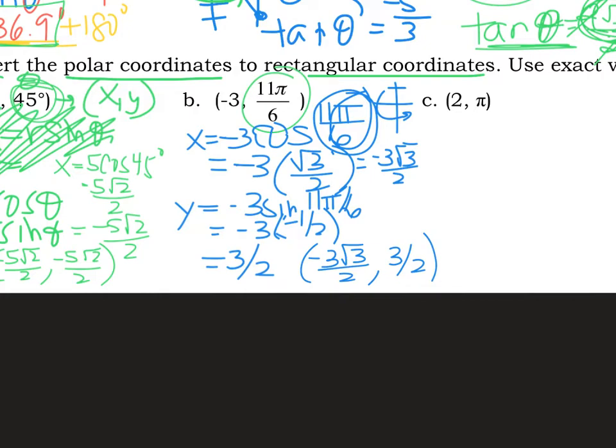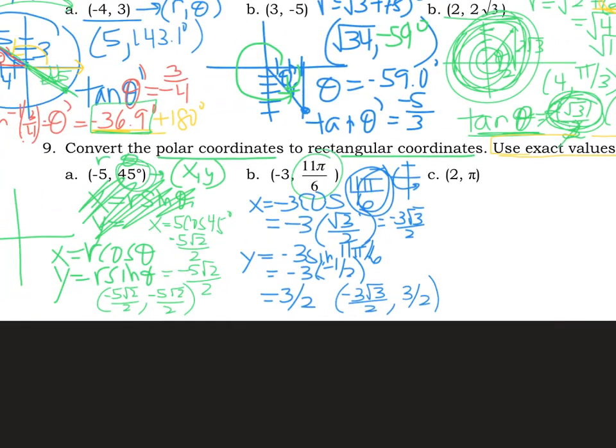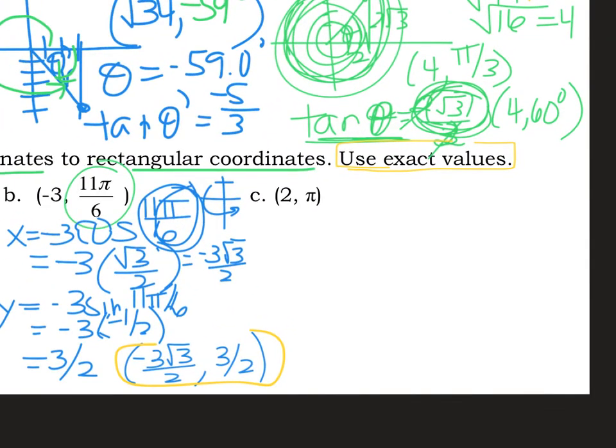All right, last one of these. Got to switch colors because that's fun. All right, guess what? I didn't read all the directions. It says use exact values, so I'm glad I was. Look at that. I must have made this worksheet. All right, here we go.